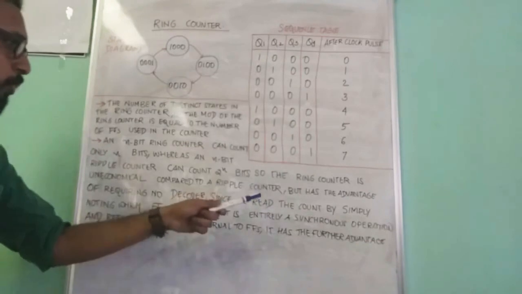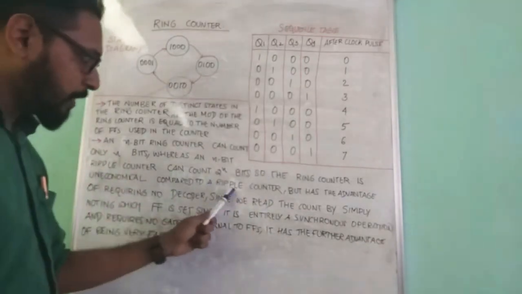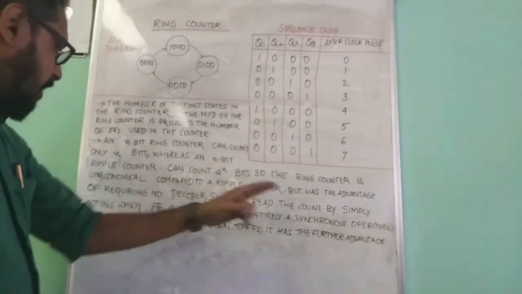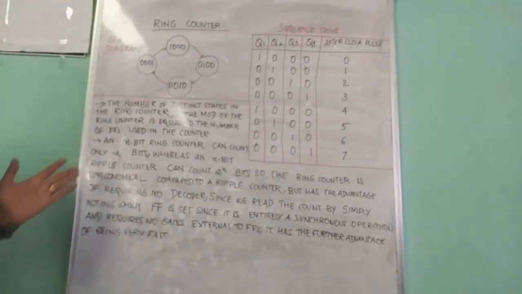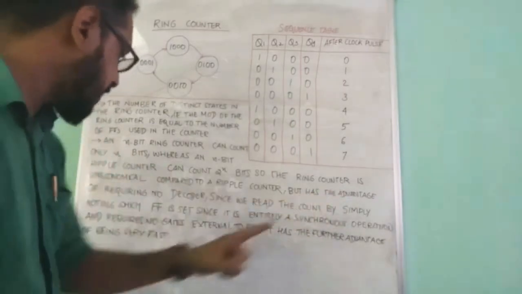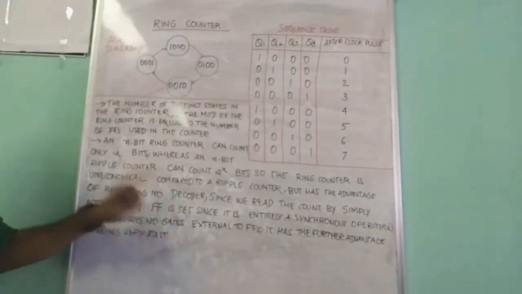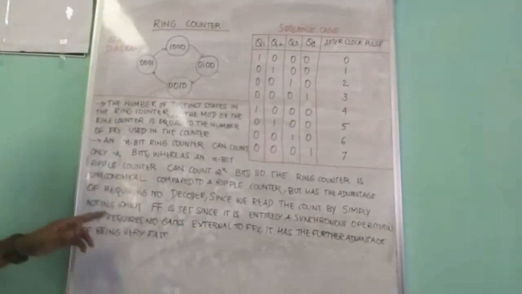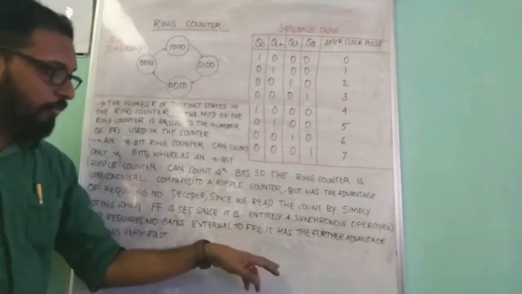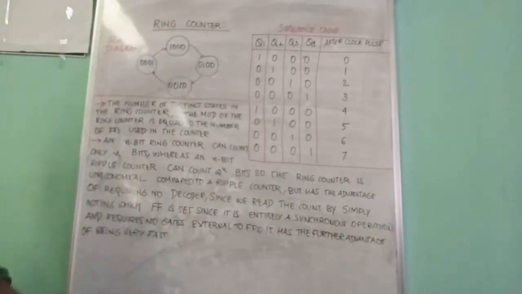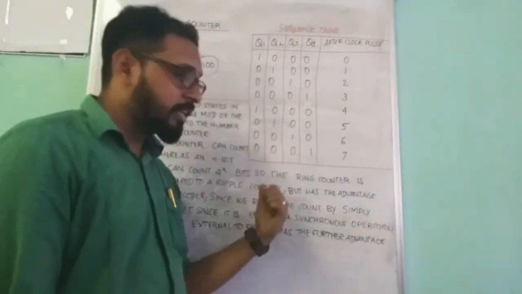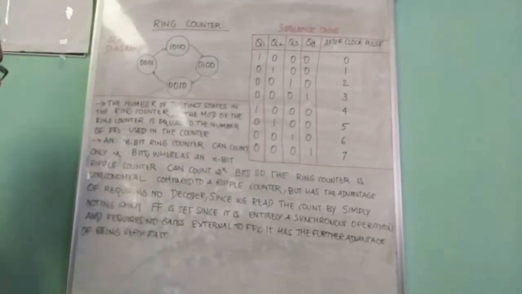So the ring counter is uneconomical compared to a ripple counter, and that is a disadvantage. But the advantage is that it requires no decoder, because it's a simple circuit, since we read the count by simply noting which flip-flop is set. Since it is entirely a synchronous operation based on the clock, and requires no gates external to the flip-flops, it has the further advantage of being very fast compared to ripple counters. So these are the things to be noted: one disadvantage and a couple of advantages.